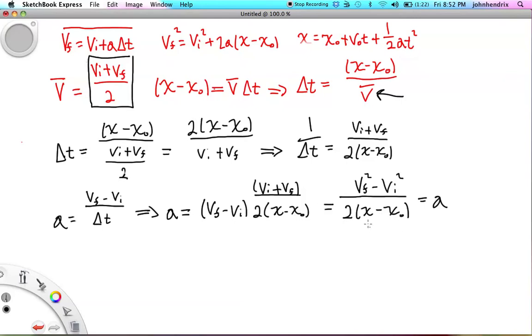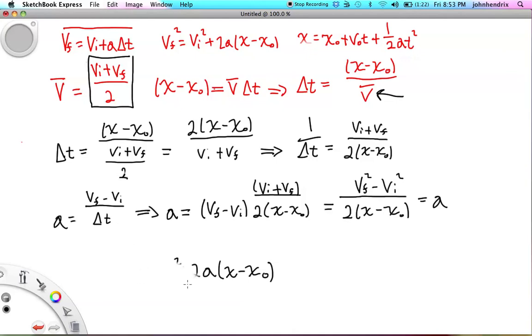So from here, we're going to solve for v final squared. And we do that by multiplying acceleration by 2 times quantity (x minus x naught) and adding v initial squared. And we're able to show that v final squared is equal to v initial squared plus 2 times a times (x minus x naught). So that's where our second one comes from.